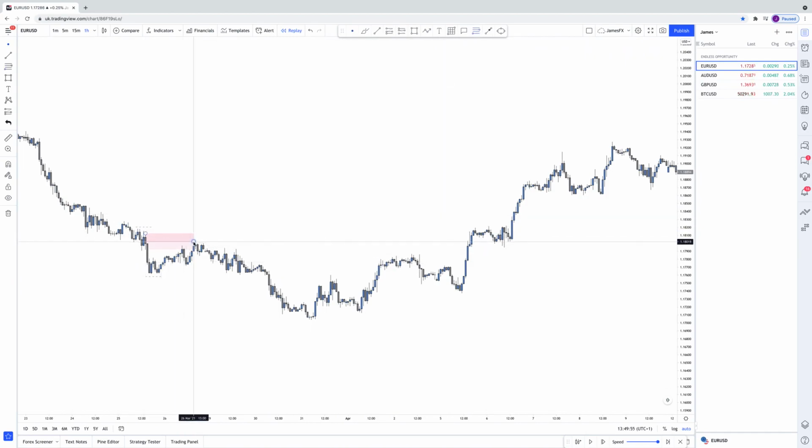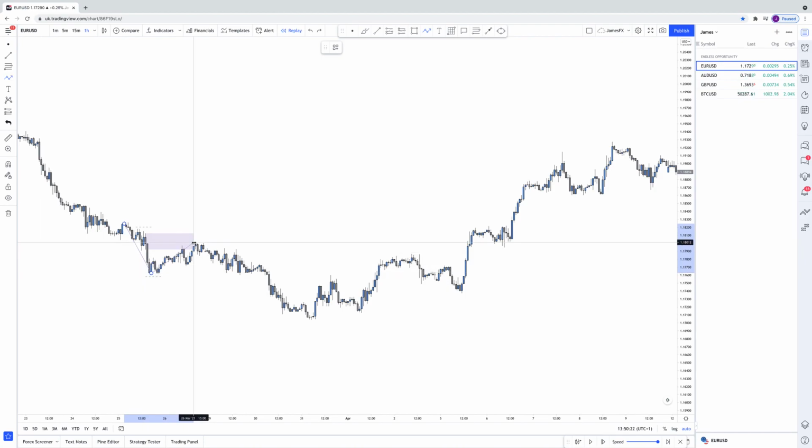You can see we've got a mitigation to the 50% EQ, and obviously we can look for entries within here. And if we're not getting involved with this move, we have sub 15-minute structure breaks we can look for into the new lower low. So at this point here, what we have is a swing point, so a lower high, lower low.